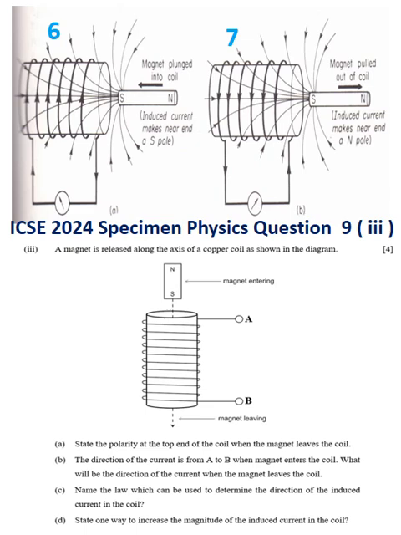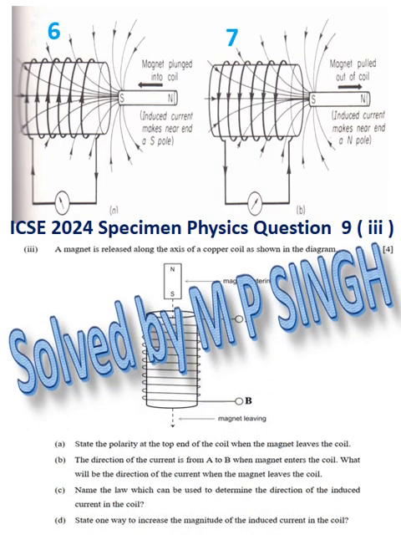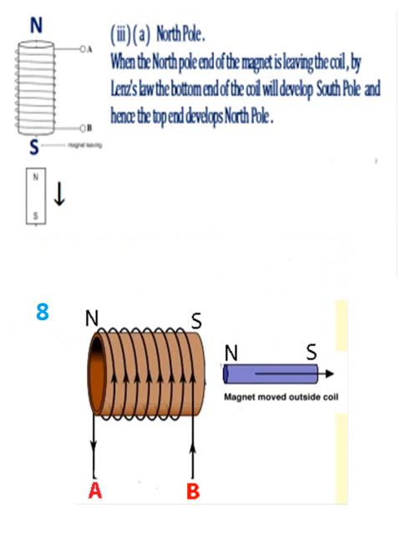Now we come to ICSE 2024 Specimen Physics question number 9, part 3. Part 3A. Answer: north pole. See the diagram on the left side. When the north pole end of the magnet is leaving the coil, by Lenz's law, the bottom end of the coil will develop south pole and hence the top end develops north pole.